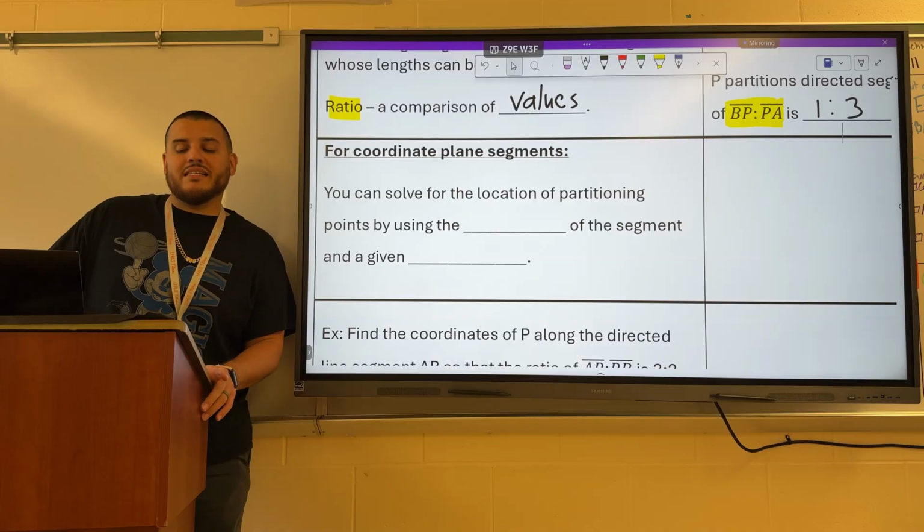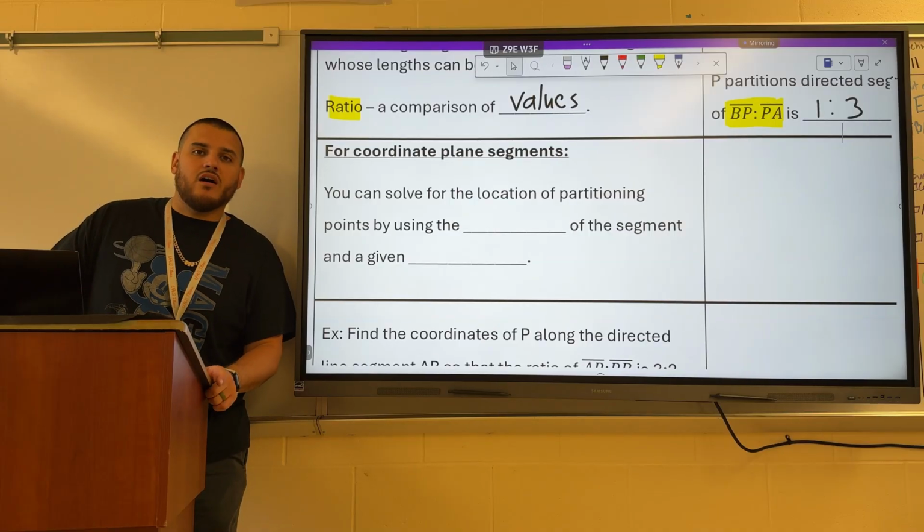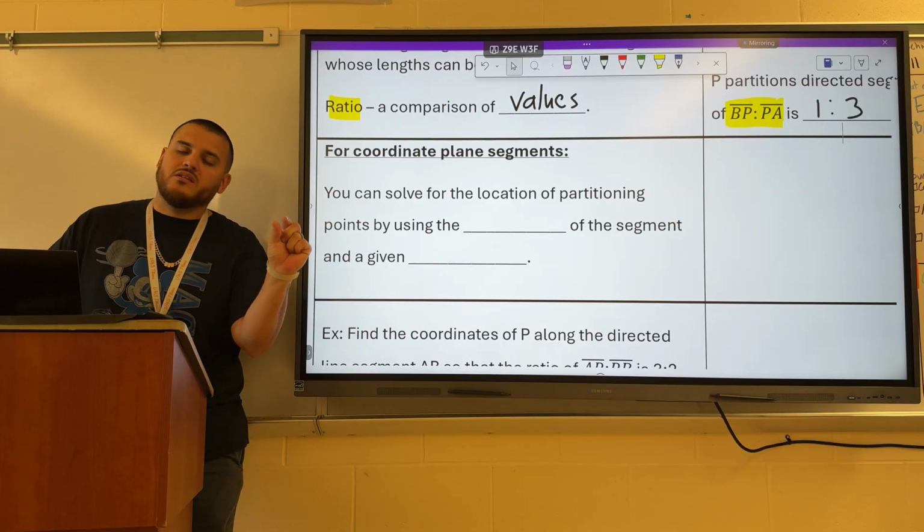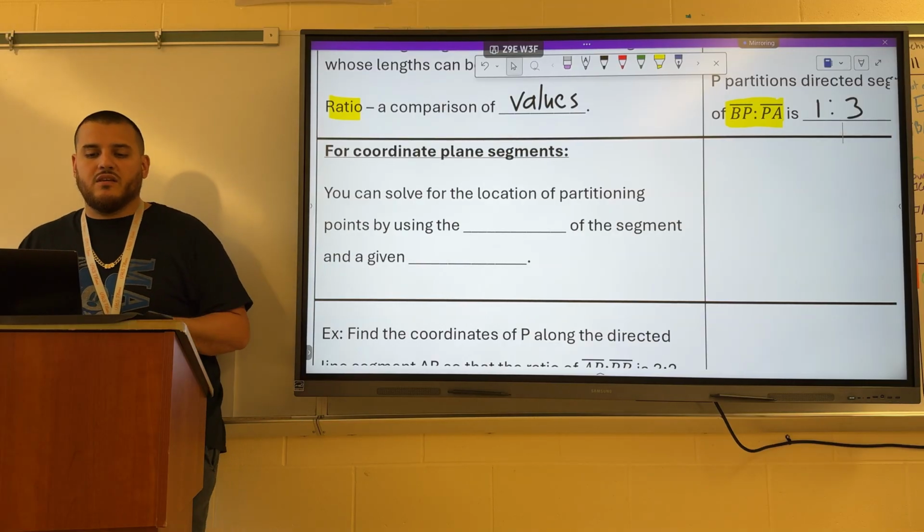The focus of our lesson today is going to involve segments on the coordinate plane. We're going to be partitioning them and finding points that partition them into specific ratios.